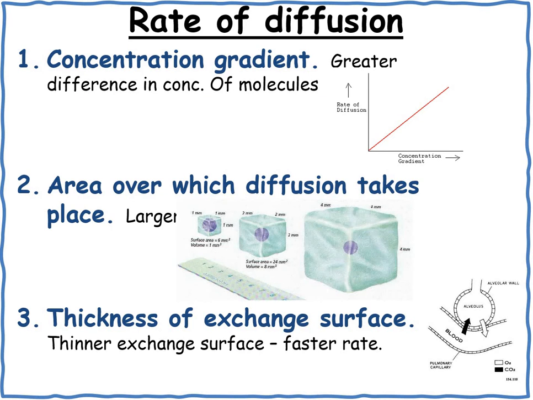And the rate of diffusion depends on the concentration gradient. So the greater the difference in the concentration, the faster the rate of diffusion. The area over which diffusion takes place, so the larger the surface area, the faster the rate of diffusion. And the thickness of the exchange surface, so the thinner the exchange surface, the faster the rate of diffusion.